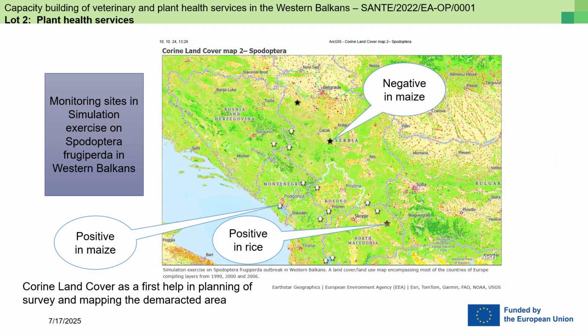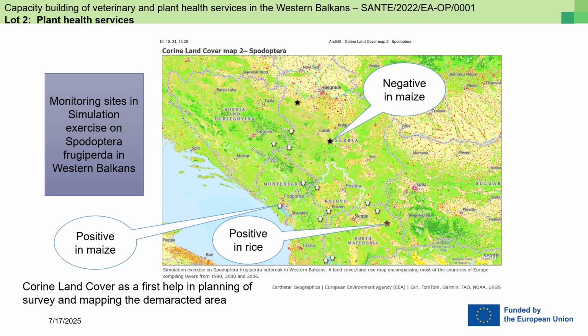If plant protection services do not yet have access to the farm registry and to other official geodatabases and GIS software tools, they can provisionally plan their hotspots for survey in the European platform for land cover. Corine Land Cover can be a first help in planning of surveys and mapping the demarcated areas, as we used it for one of the simulation exercises.